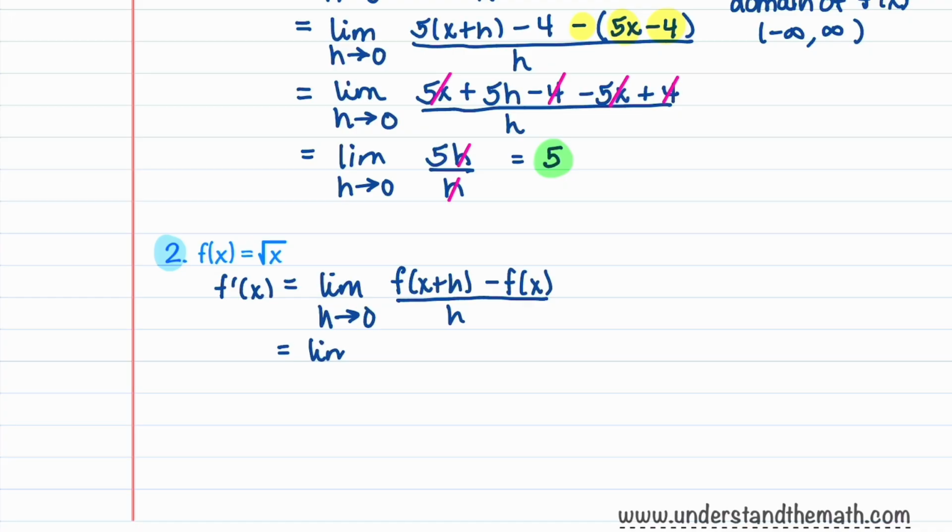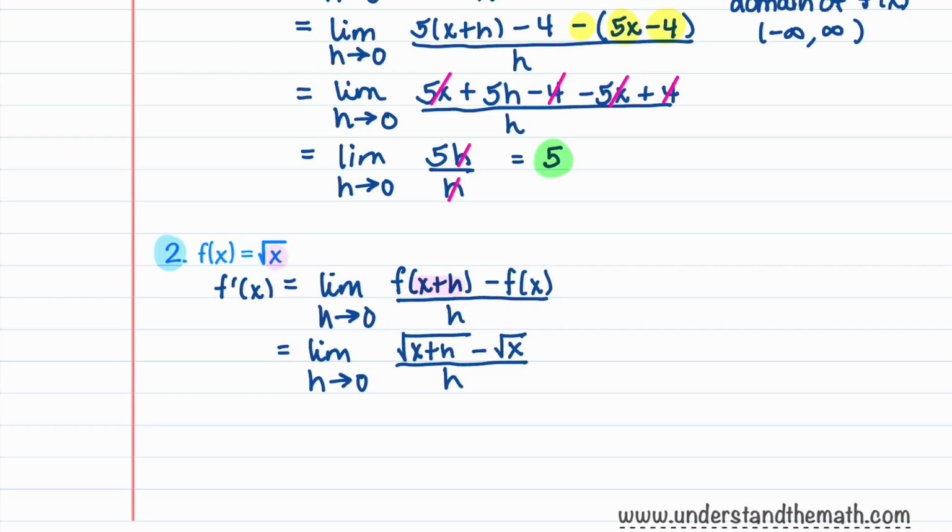This is the limit as h goes to 0. Wherever we have an x, we're going to substitute in x plus h, and this gives us the square root of x plus h minus f of x, which is the square root of x, all divided by h.